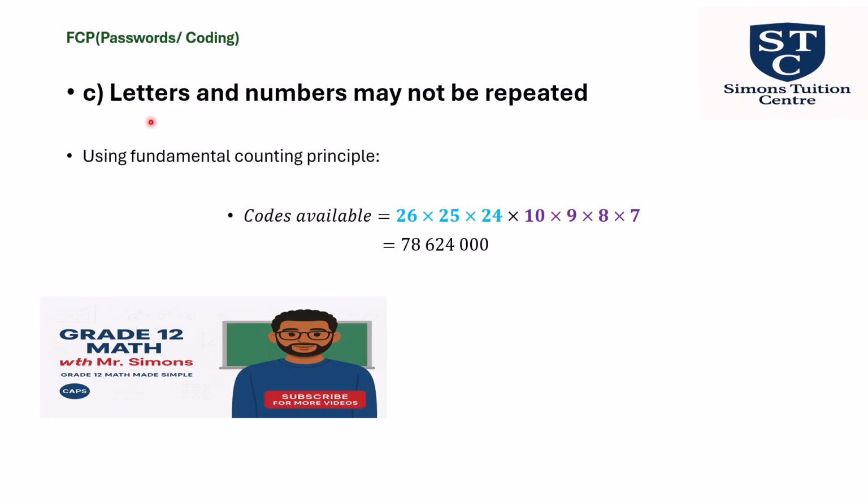Now, letters and numbers may not be repeated. So using the fundamental counting principle, if I have 26 letters available, I use 1. For the second choice, I can't use the letter I chose in the first, so now I have 25 left, and then I have 24 left. So 26 times 25 times 24. For my numbers, 0 is included now. They didn't say it's excluded, so I have 10 times 9 times 8 times 7, which then gives me 78,624,000. I hope you understand.